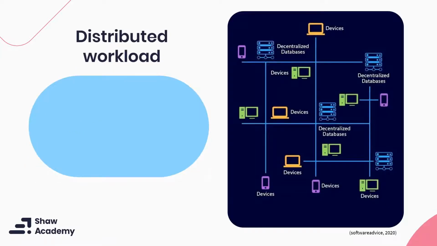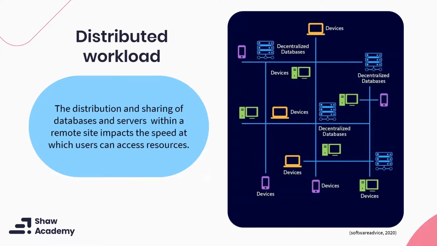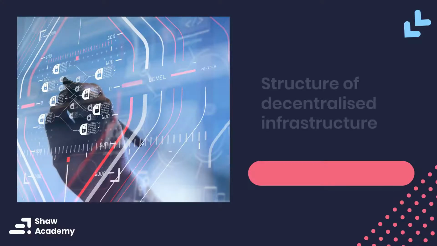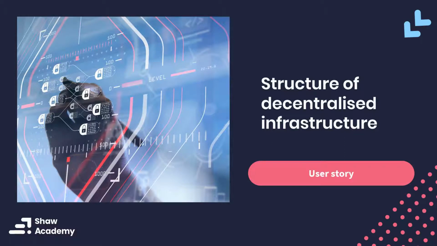This diagram illustrates the distribution of sharing of databases and servers within a remote site. Because users in a remote site have their dedicated resources, clearly this impacts the speed at which they can access them. Just as we used a user story to illustrate the structure of a centralized network, let's explore a similar user story to better understand decentralized infrastructure.